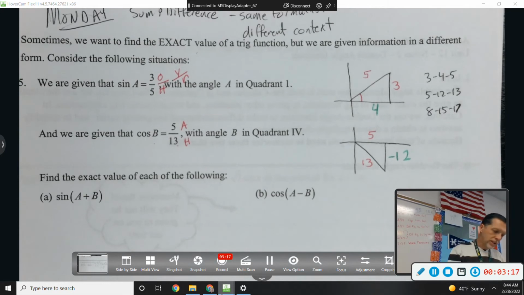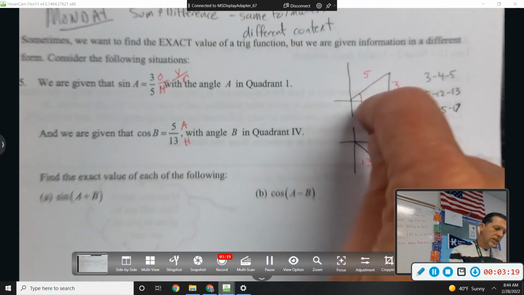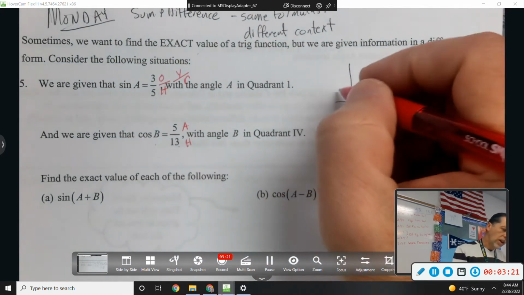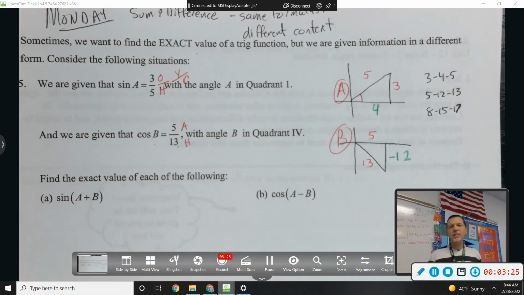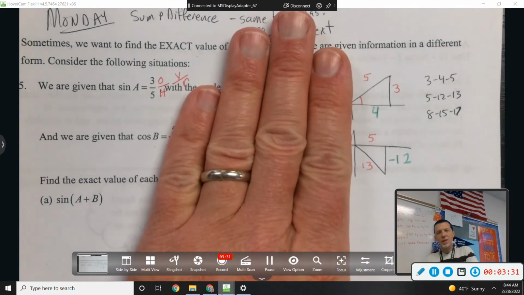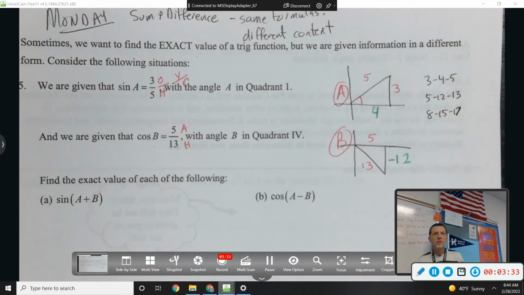One thing I did not do that I definitely need to do is label these angles. This was angle A, and this was angle B. And I don't really need to put it in there. I just need to make sure, because I'm going to be referring back to those. So if I don't label them, sometimes I get confused on who's who. So picture A, picture B.